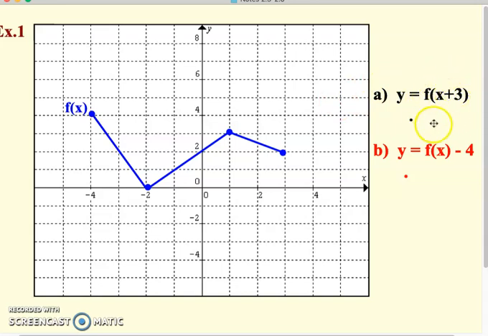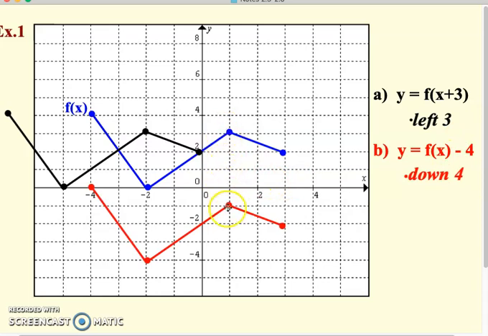Well, x plus 3, okay, so we're going to the left. So there's my blue graph, move to the left, and I'm just moving the coordinates. Piecewise is easy to do transformations with. Just move your coordinates. A transformation here is something tacked onto the function, or a change in the y value. So if I'm going to go subtract 4, that's actually down 4. Blue graph, down 4.